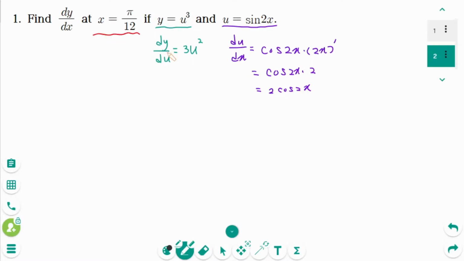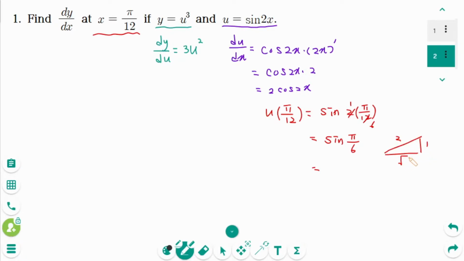When x equals pi over 12, then u of pi over 12 equals sine 2 times pi over 12. We can rewrite as sine, 1 and 6, so pi over 6. So the triangle looks like this: 1, 2, square root of 3. Then this angle is pi over 6, and sine pi over 6 is 1 over 2. Do you remember SOHCAHTOA?